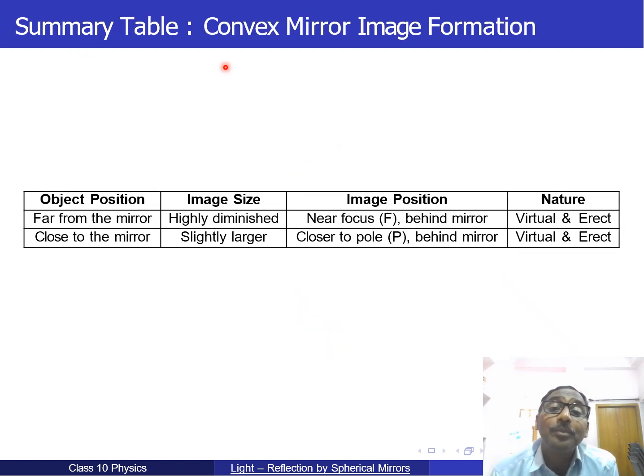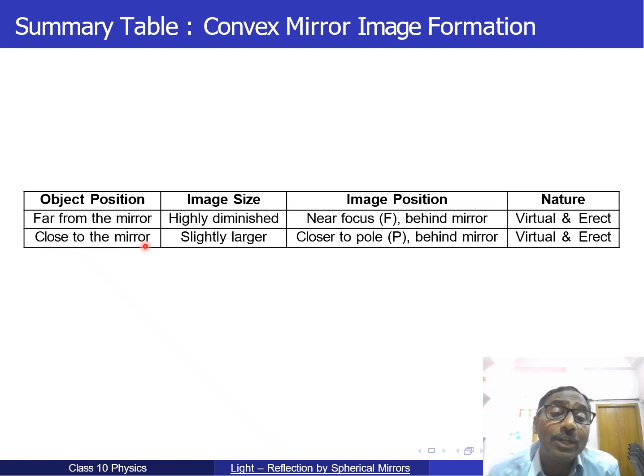Summary table, convex mirror image formation. Object position far from the mirror: if you take the object far from the mirror, a highly diminished image you are getting, at the focus, near the focus, behind the mirror. So the nature of the image is virtual and erect.